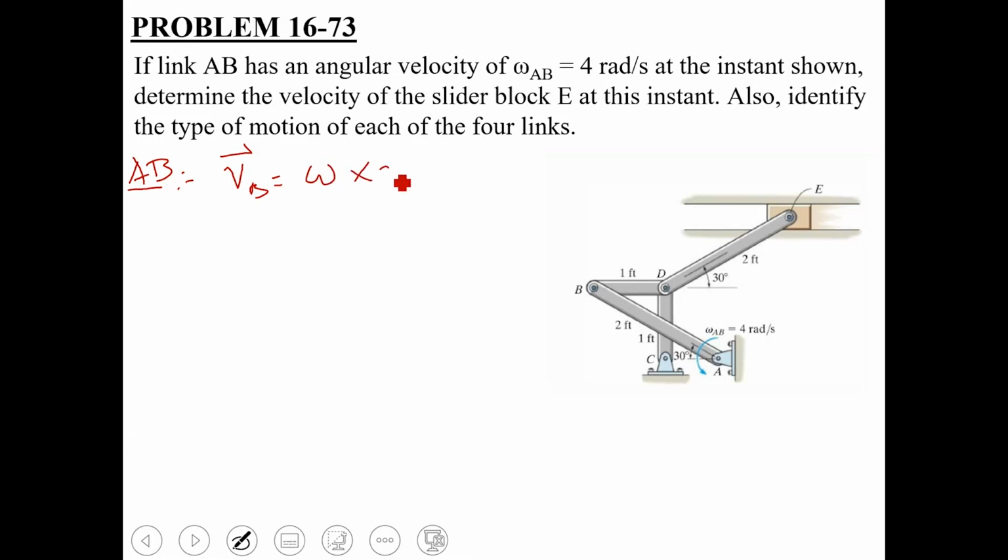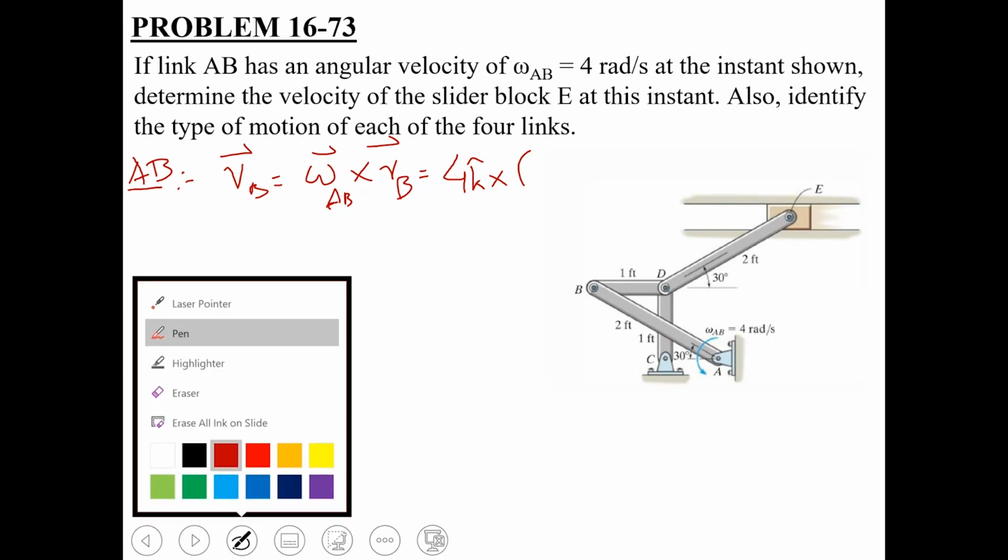So omega cross R is going to be the velocity of point B. Omega is the angular velocity of this link AB, and R is the absolute position vector, which is named here as RB. So this is going to be the velocity of B. Omega is already given: link AB is undergoing rotational motion with a speed of 4 radians per second in a counterclockwise direction. So you can write omega equal to 4K cross RB.